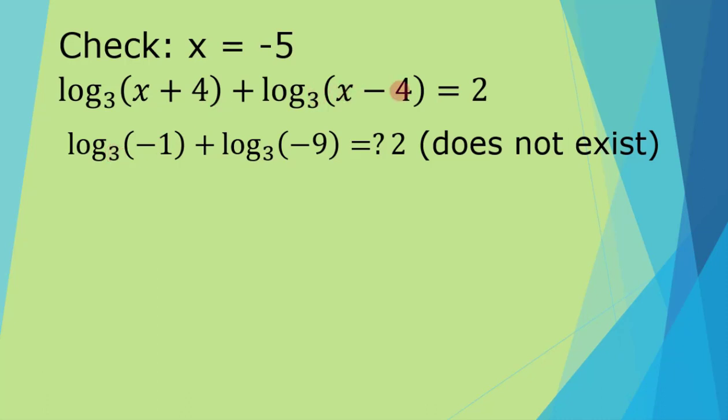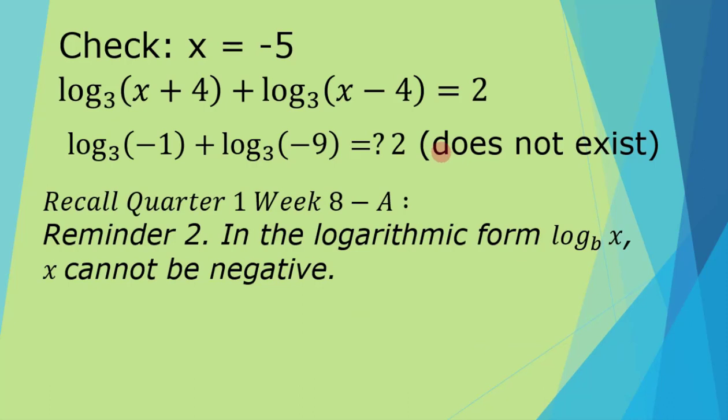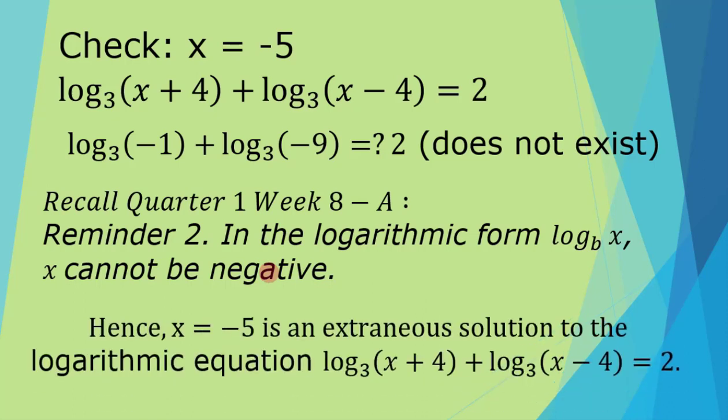Then x minus 5, so negative 5 minus 5 becomes negative 9. So log of negative 9 to the base 3, is it equal to 2? Now this does not exist. If you try to recall quarter 1, week 8A of your learning activity sheet, reminder number 2 says in the logarithmic form, log of x to the base b, x cannot be negative. So remember that. Hence, x equals negative 5 is an extraneous root to the logarithmic equation.